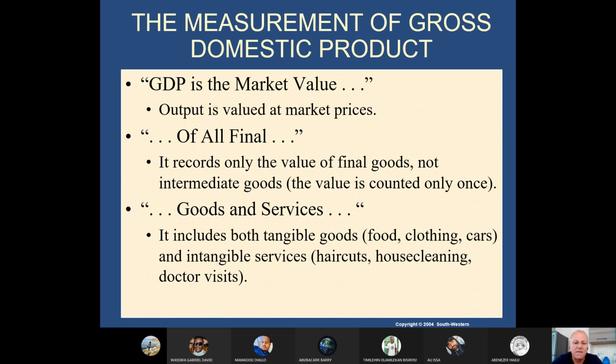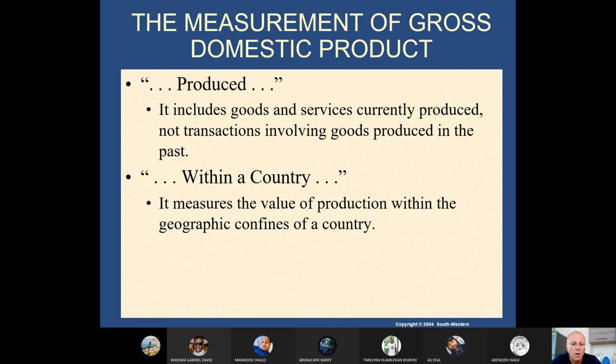And goods and services include both tangible goods, such as foods, clothing, cars, and intangible services, such as haircuts, house cleaning, and doctor visits. These are also included in the GDP. Tangible goods and intangible goods are both countable for the GDP.